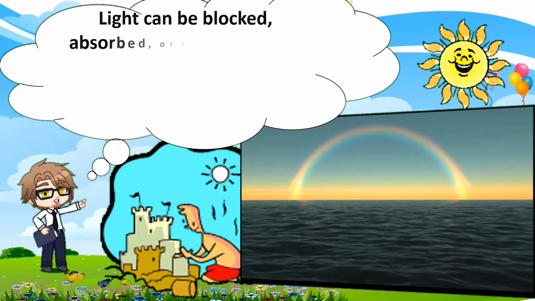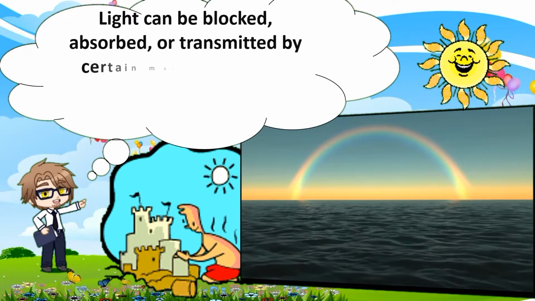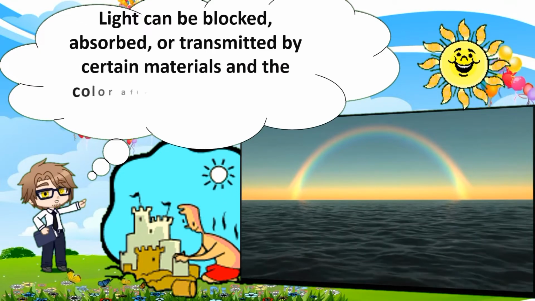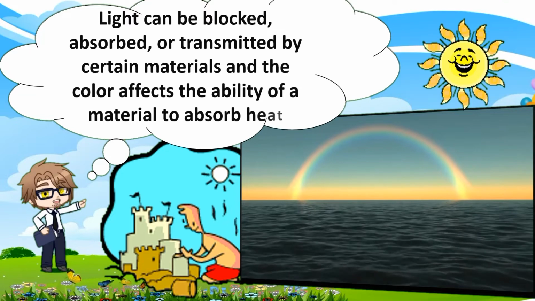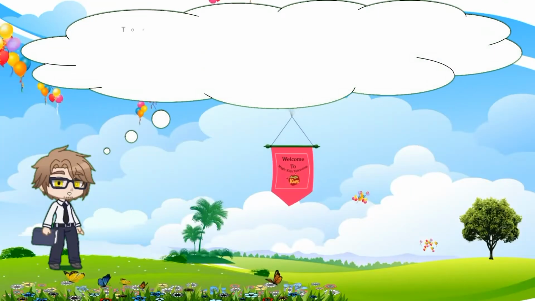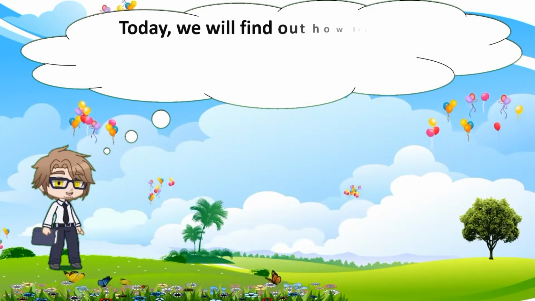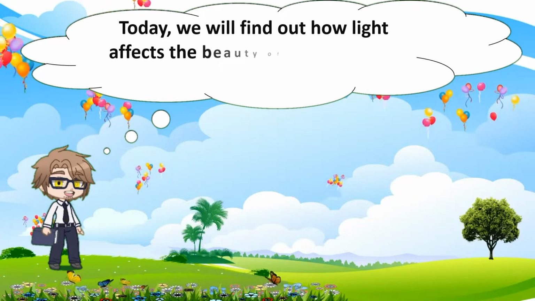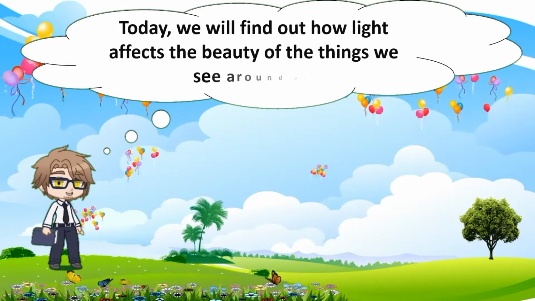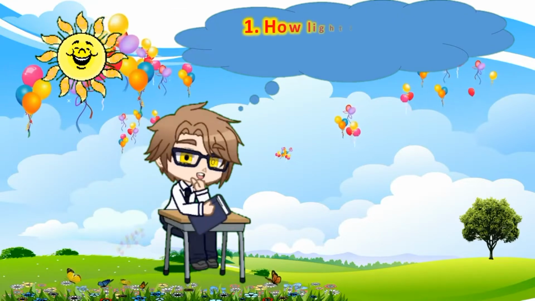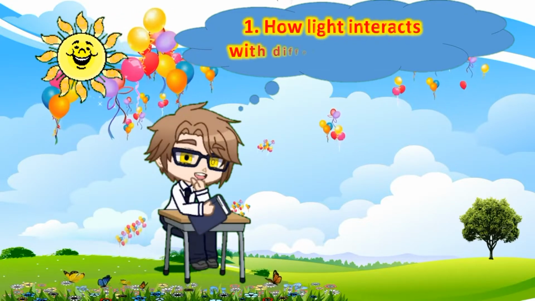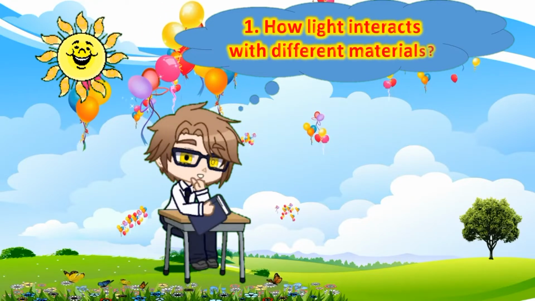Light can be blocked, absorbed, or transmitted by certain materials, and the color affects the ability of a material to absorb heat. Today, we will find out how light affects the beauty of the things we see around us. 1. How light interacts with different materials.